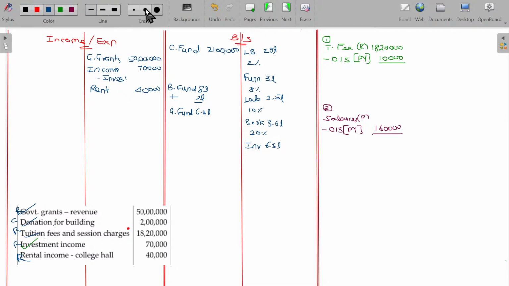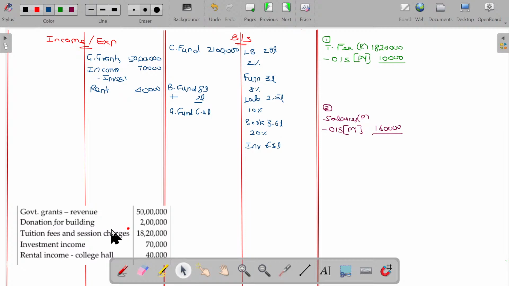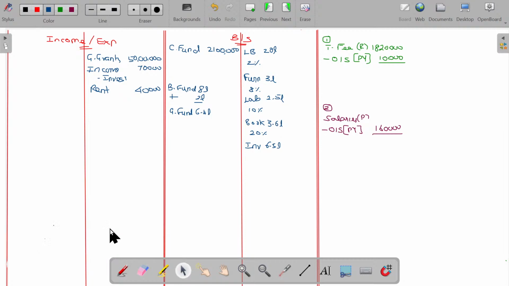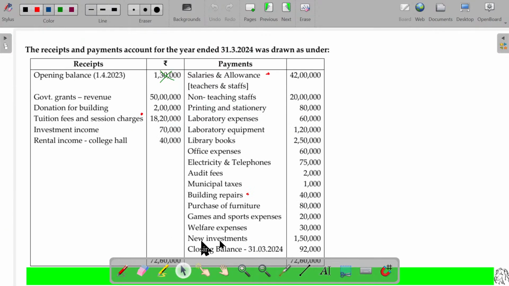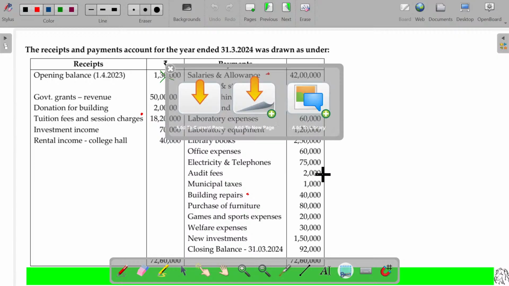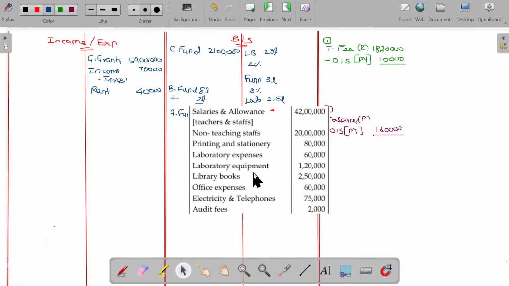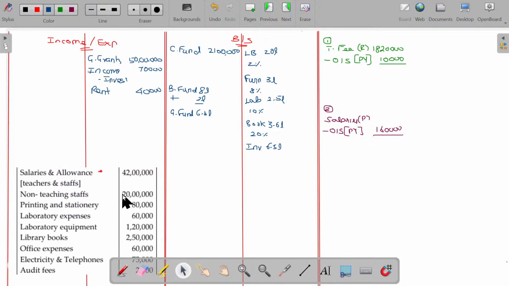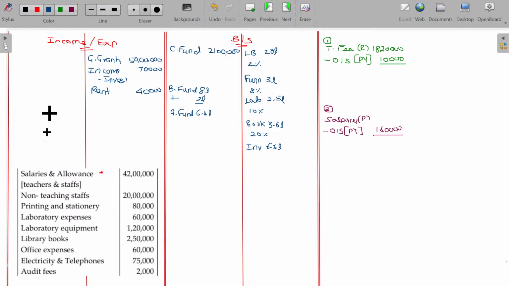So I have posted all the receipt side items. Now let's start with the payment side items. I will go up to audit fee. Let me finish up to audit fee. Thereafter, the second block can be solved.